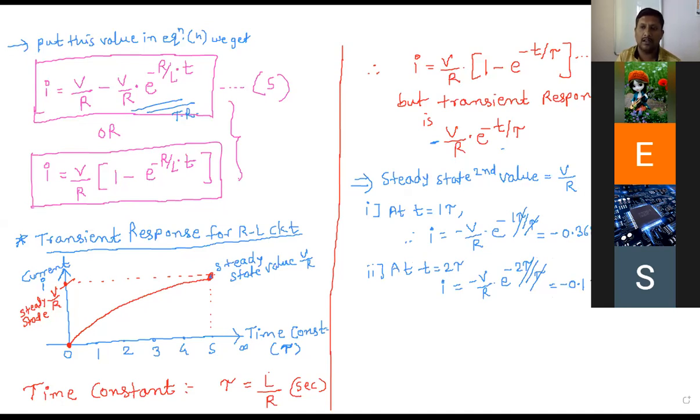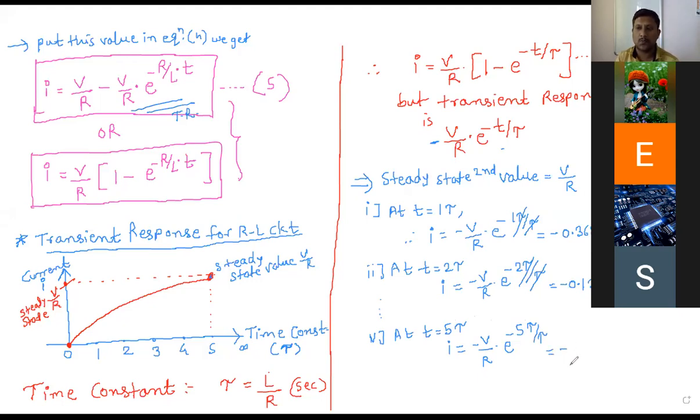0.1353 into V by R. Now I will directly move towards the fifth point. At t is equal to 5 tau, what is the answer? I is equal to minus V by R into e raised to minus 5 tau divided by tau. What is this answer now?